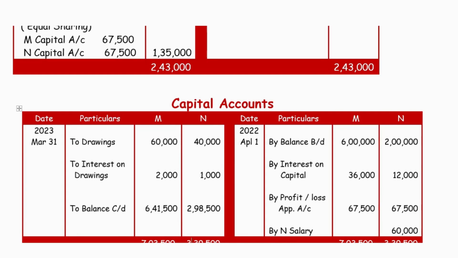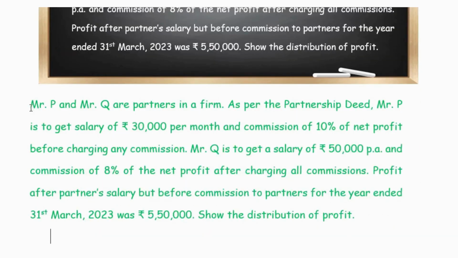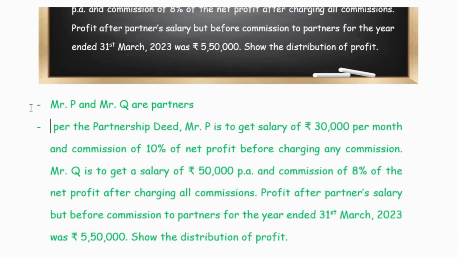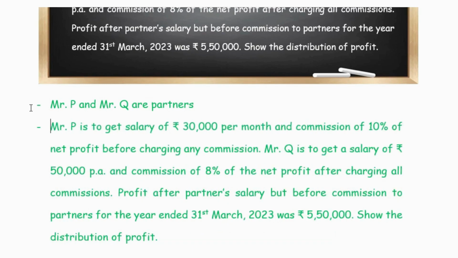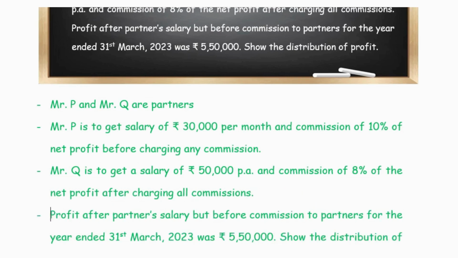Now starting the third question, we are given the details about two partners, and we will break down the given question into hints. Mr. P and Q are partners, and Mr. P is to get a salary of 30,000 per month and a commission of 10%, and Q is getting a salary and he is also entitled to a commission.